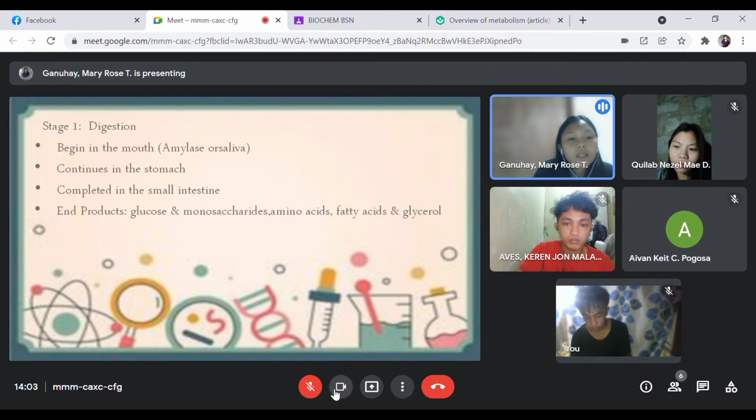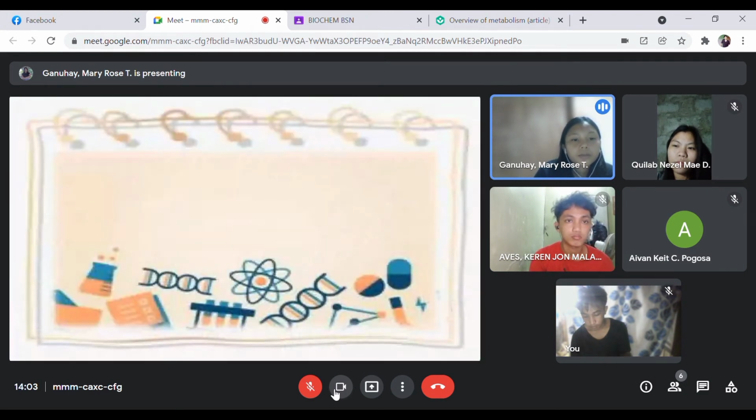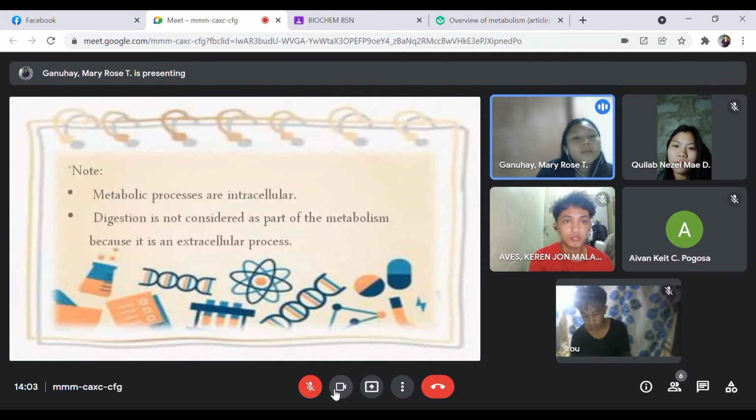Once in the blood, they are then distributed to the cells in various parts of the body with the aid of membrane transport systems. Note that metabolic processes are intracellular, and digestion is not considered part of metabolism because it is an extracellular process.